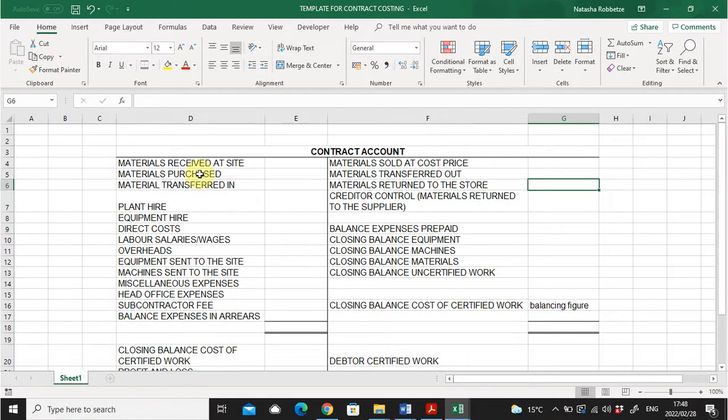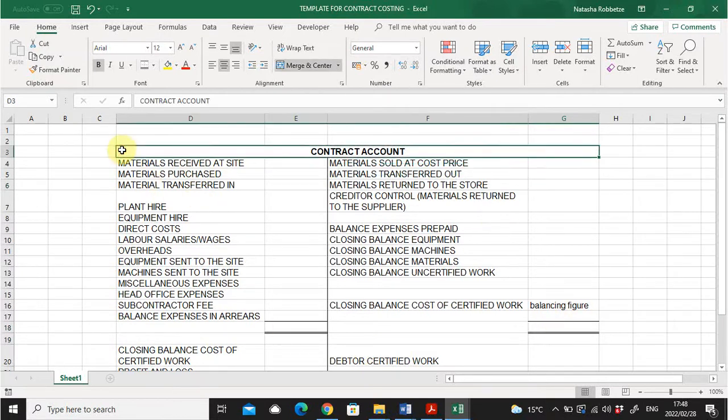Now you will see this contains a number of items both on the debit and the credit side. Please note that for the contract account, the debit side is where we have all the costs that are incurred, and then if anything is sold or returned, or there's any balances, then it goes on the credit side, except for balances with regards to arrears expenses.